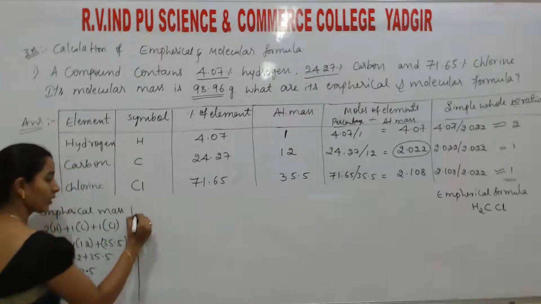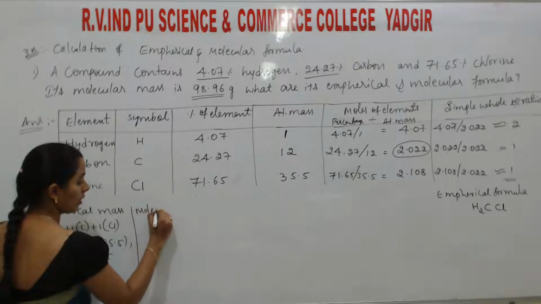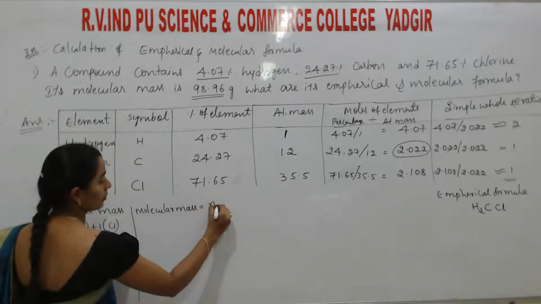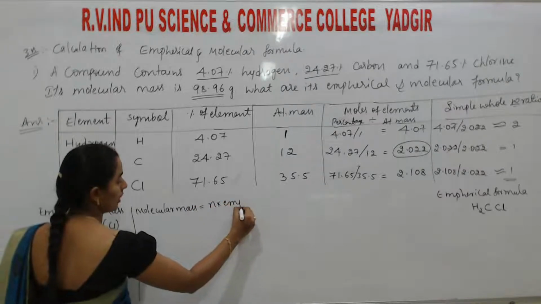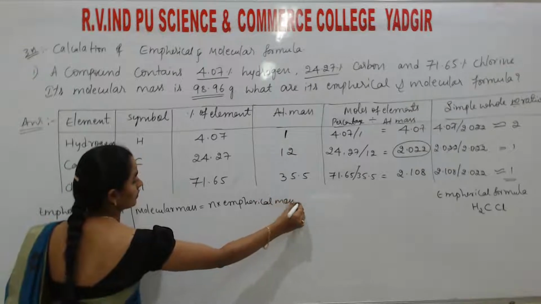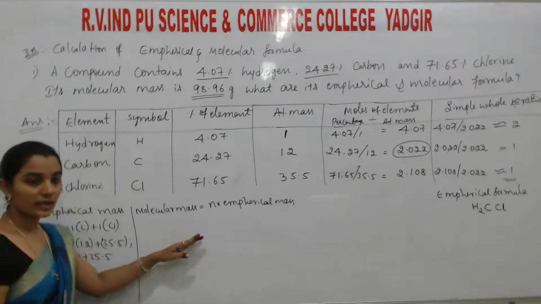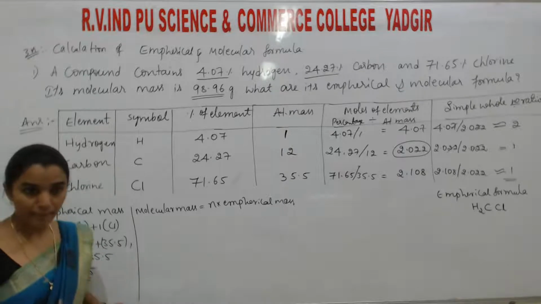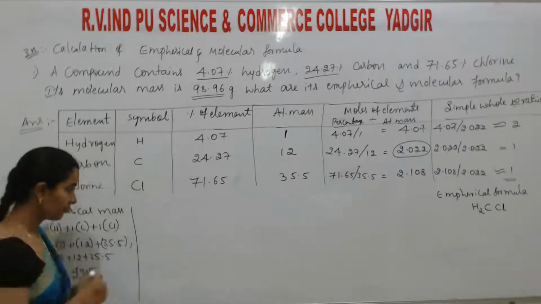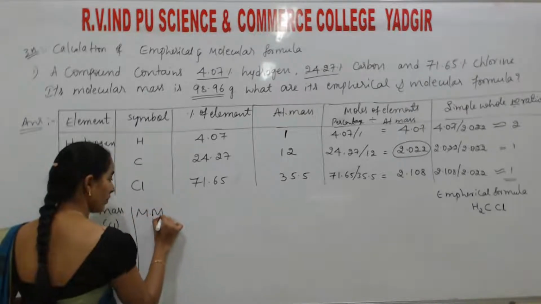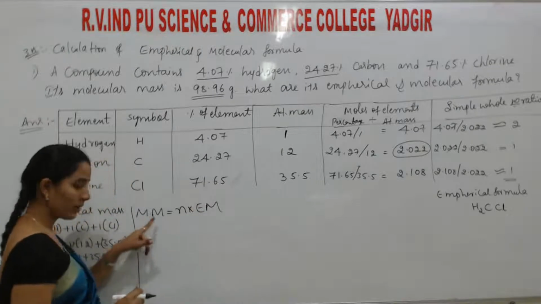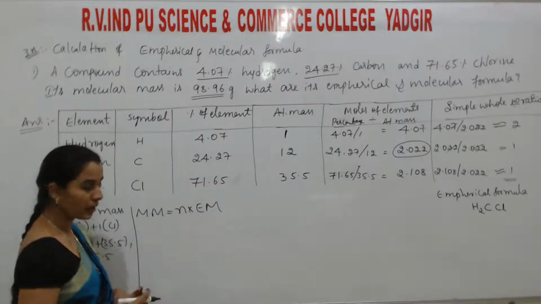Remember, molecular mass is equal to n into empirical mass. This is the formula. Molecular mass is equal to n into empirical mass. I simply write it because I want some space. So molecular mass is equal to n into empirical mass, where M means molecular mass and the other M means empirical mass.